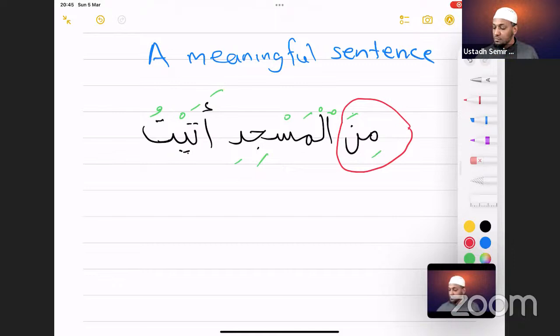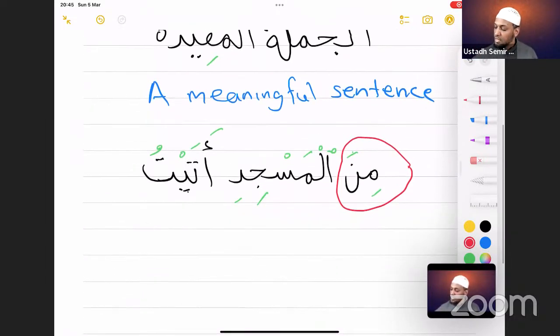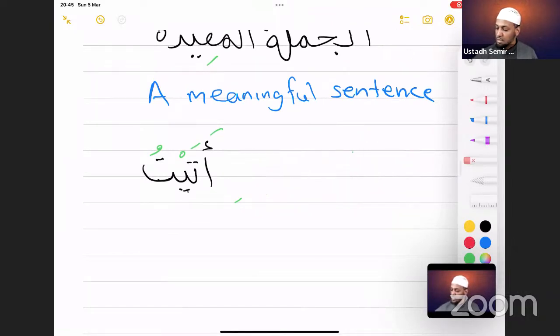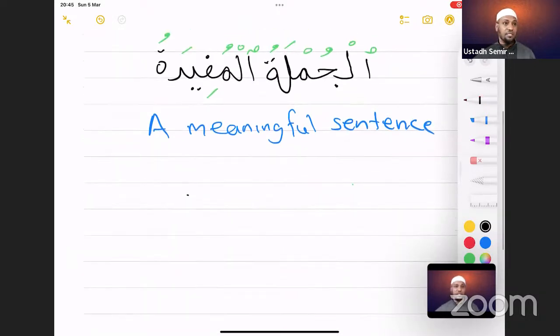Does that make sense? So in Nahu, what do we study? We study meaningful sentences. And then from there, we know that any meaningful sentence has to be one of two things, and they're called al-jumla. طيب, الجملة المفيدة, we said this is what we study, right? الجملة المفيدة, a meaningful sentence. This can be one of two categories.